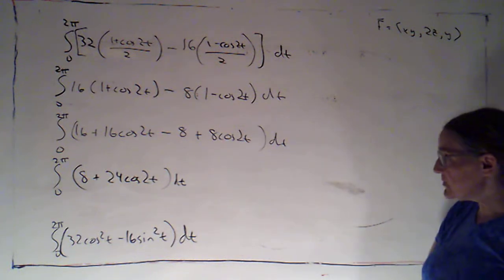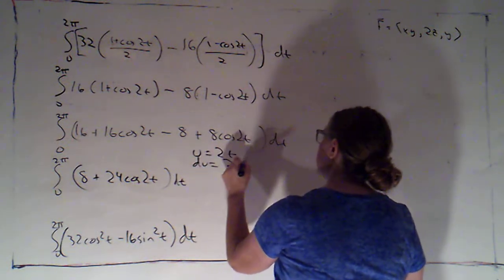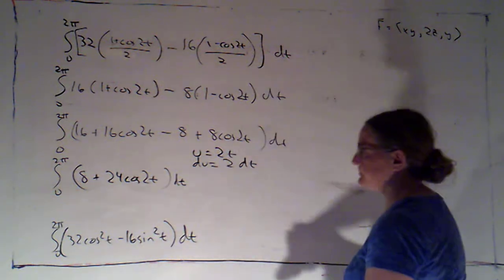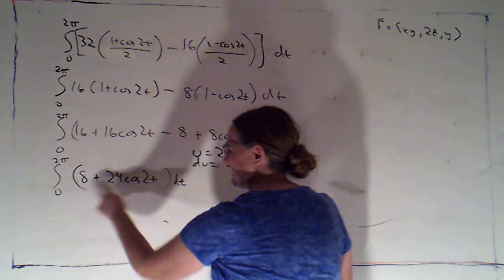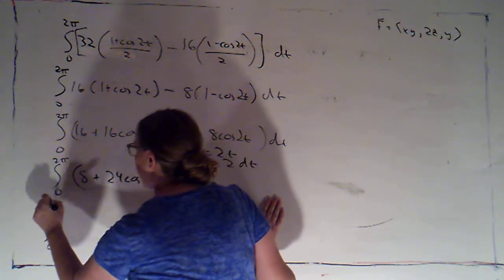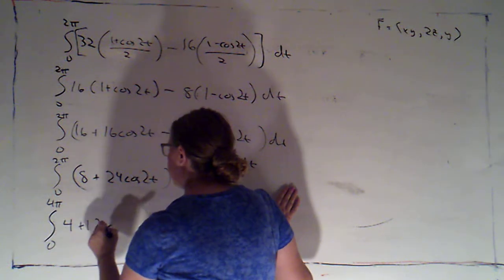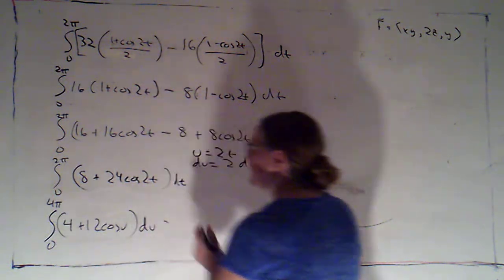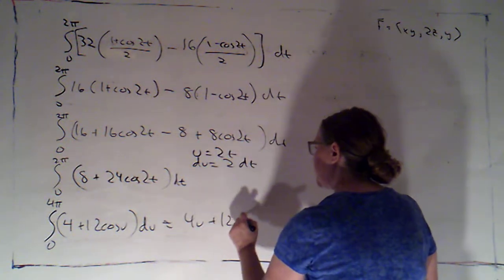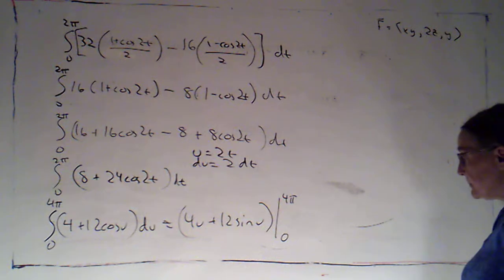I am going to do a quick u sub here. Okay. So I'm going to let u equal 2t. So then du is 2 dt. Okay. So I can pretty much factor out a 2 since that goes into each of those. So if I do that, we'll be going from 0 to 4 pi. If I factor out a 2 to absorb into the du, I'm going to be left with 4 plus 12 cosine of u du. So that's going to be 4u plus 12 sine u, and that's evaluated between 4 pi and 0.